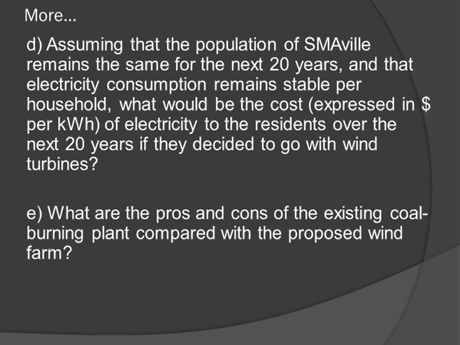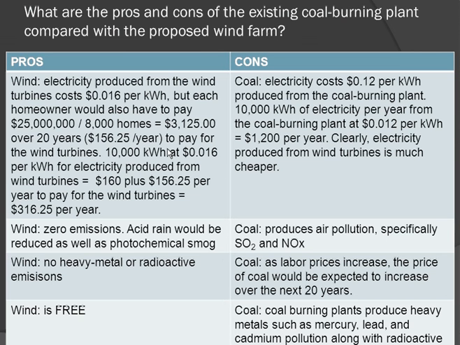The last question on this FRQ asks for the pros and cons of the existing coal-burning plant compared with the proposed wind farm. So you should come up with a table of pros and cons. Pause, and then when you're ready, check your answer. I have 7 pros and cons. For the sake of this recording and conserving space, please note that I am going to go to the next screen in a few seconds.